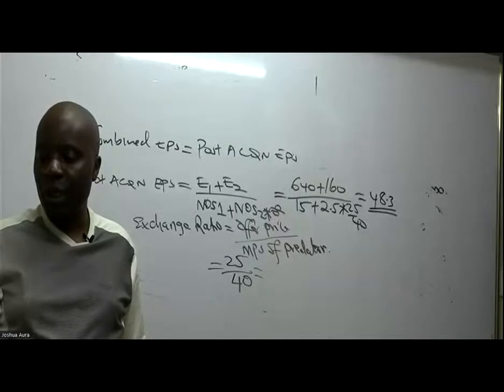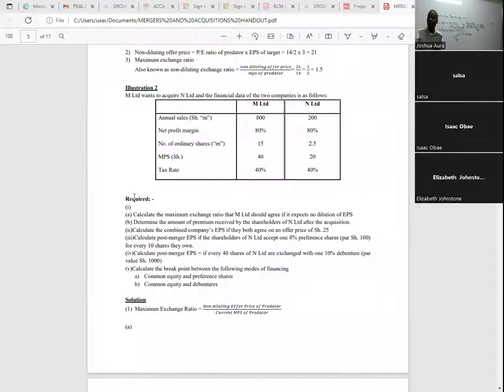So welcome to our today's session. Today, they would want me to calculate something very easy. They would want me to calculate the post-merger EPS if the shareholders of N Limited accept a 1.8% preference shares whose par value is 100 for every 10 shares they own.